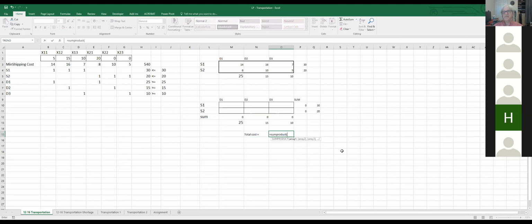You open parentheses. Highlight the first matrix. You don't have to press F4 here because I'm not going to copy this function anywhere. It's the only place in the model I'm calculating it. So comma, and then select the variables.